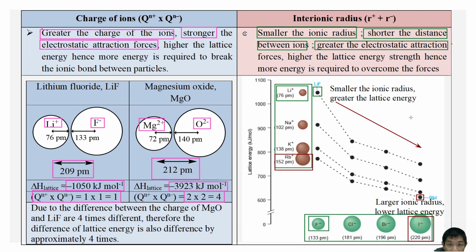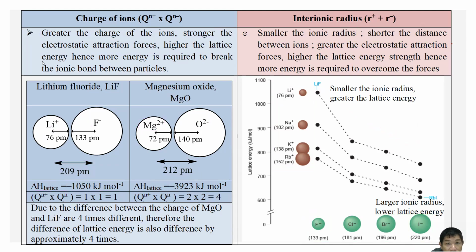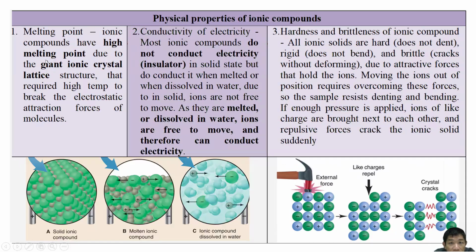So that is the two factors that influence the electrostatic energy between the particles. And last but not least, let's have a look at the physical properties of ionic compounds. Generally, ionic compounds mostly have a very high melting point. So why is it that ionic compounds usually have a high melting point?